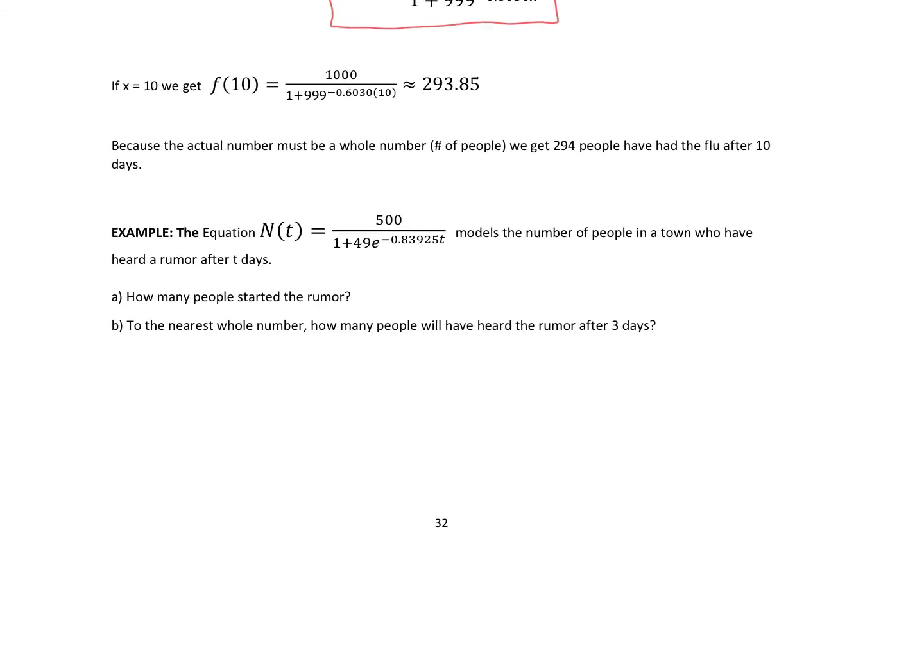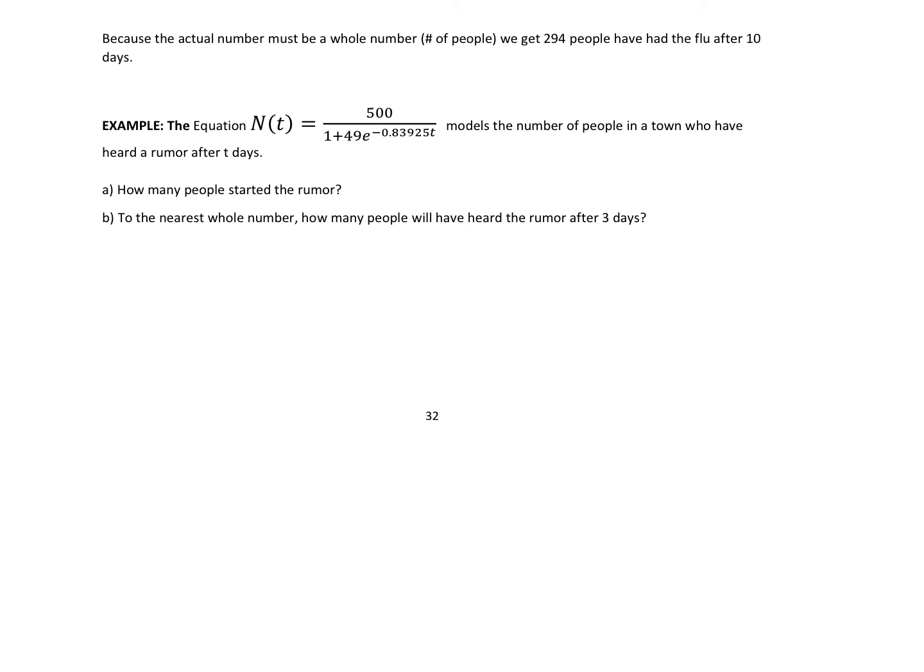We've got the equation n of t equals 500 divided by 1 plus 49e to the negative 0.83925t, which models the number of people in a town who have heard a rumor after t days. Our first question is, how many people started the rumor?